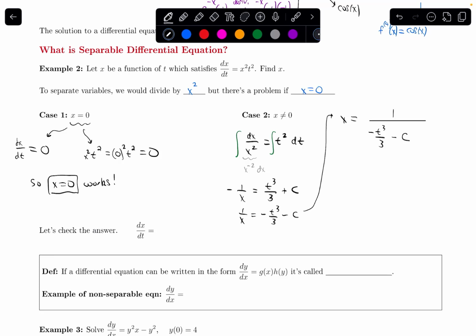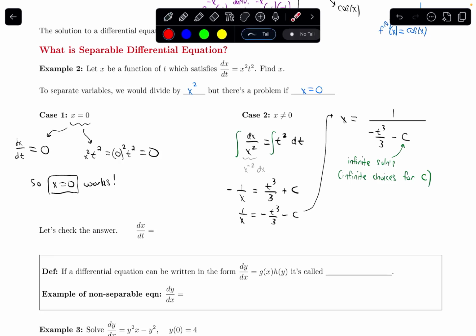All right, so we got this answer. There's a couple things I want to notice about this. It depends on c. So there are infinitely many solutions, because there are infinite choices for c. So we're not just getting one solution, we're getting infinitely many solutions.